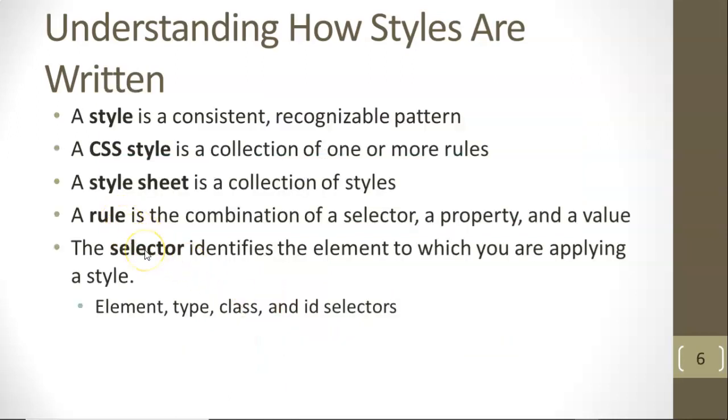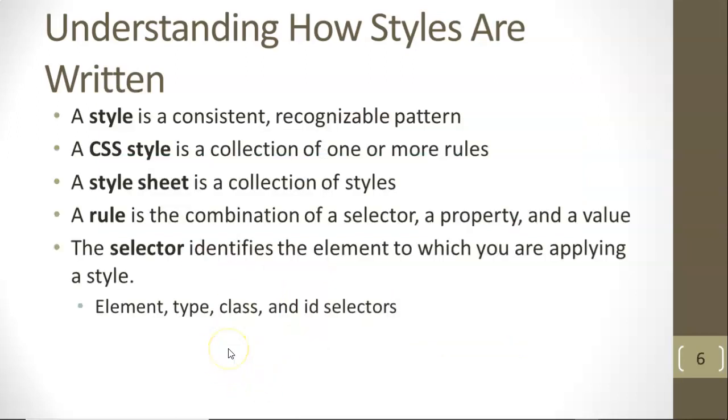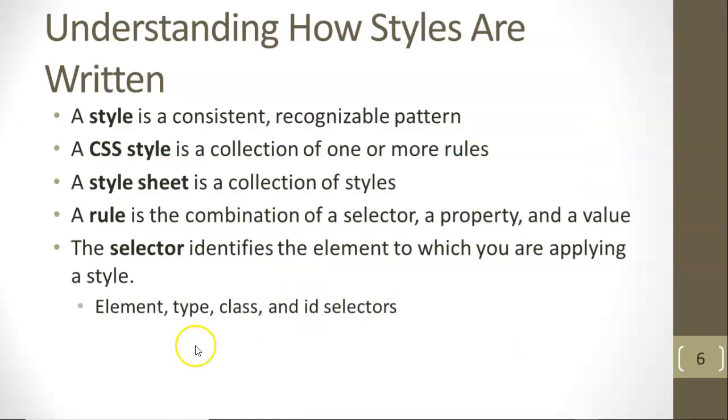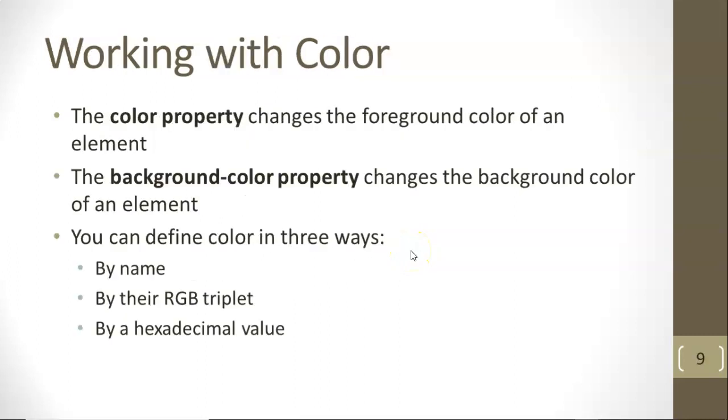We know what a rule and a selector are. So a style, if we take a look kind of at a higher level, it's just a consistent recognizable pattern. Something like material design, something like contrasting colors. These are all examples of styles. And then a CSS style is a collection of one or more rules. Remember what a rule is over here. And then a style sheet is a collection of styles. So we can have a CSS style, which is a collection of rules, and we can have multiple CSS styles within a single style sheet. Indeed, one style can have multiple property value combinations, and these will be terminated with a semicolon.